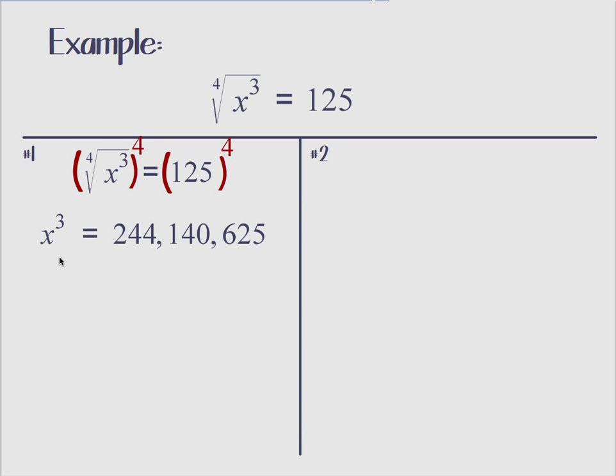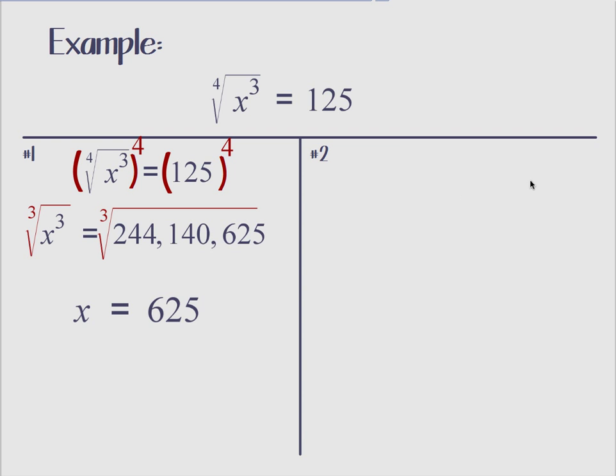Now x isn't quite by itself yet. I need to get rid of that 3rd power. How do I get rid of a 3rd power? What's its inverse? A 3rd root. What I do to one side of the equation, I have to do to the other to keep it balanced. The 3rd root and 3rd power simply give me x, and the 3rd root or cubed root of this 244 million is 625. So x is equal to 625. If I put 625 where x is, I can double check it with my calculator and make sure that's equal to 125.